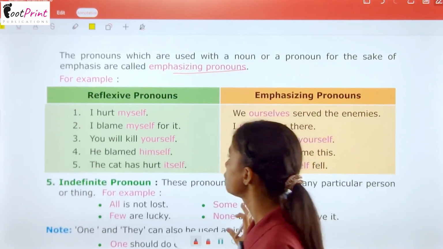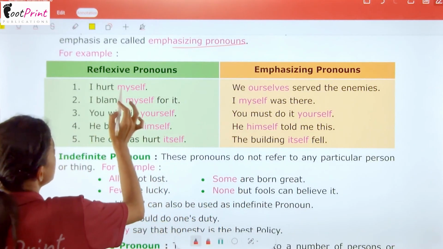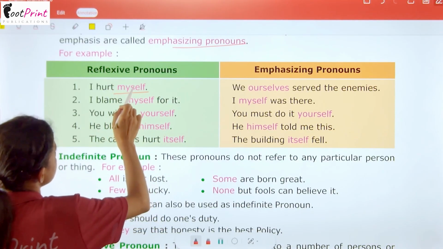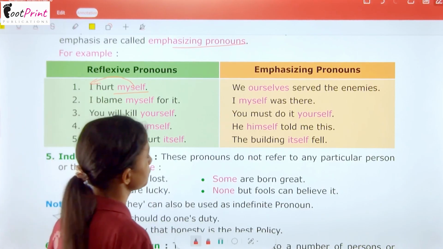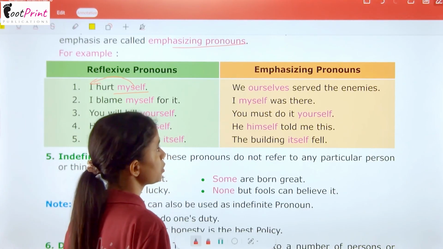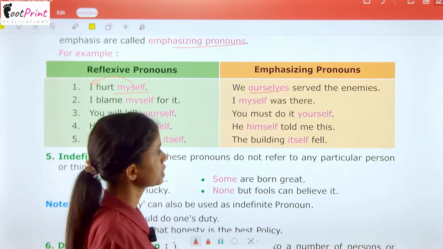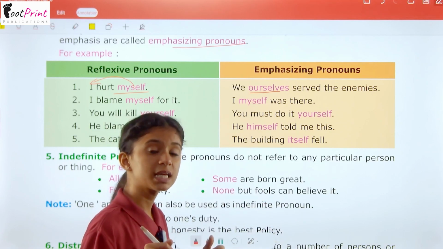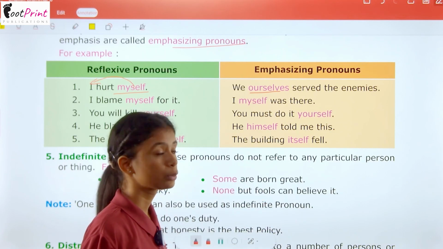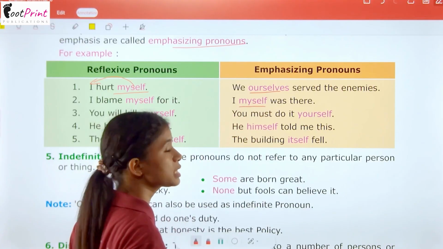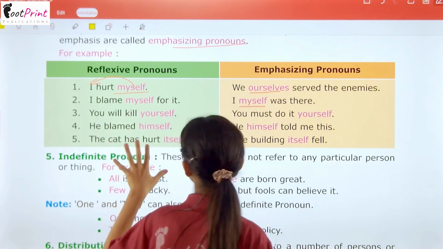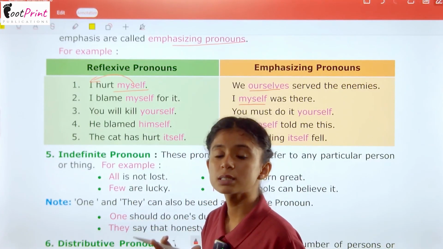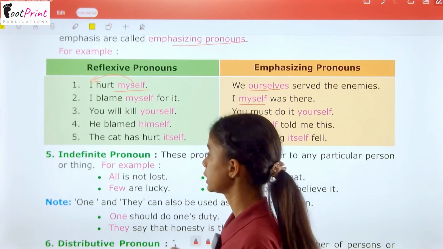Let's see the examples. First, reflexive pronouns: I hurt myself. It is being used as an object, but it is the same person, right? An example of emphasizing pronouns: we ourselves served the enemies. Here we are emphasizing, and to emphasize we are putting the pronoun. I myself was there. So the first is an example of reflexive pronouns and this is emphasizing pronouns, and both are somewhat the same and different at the same time.